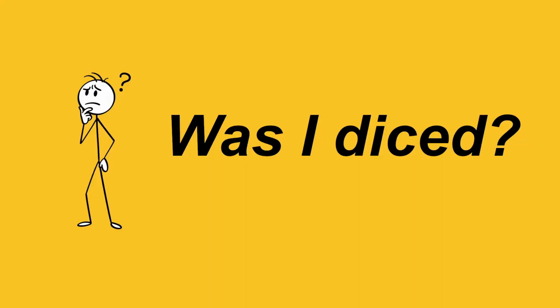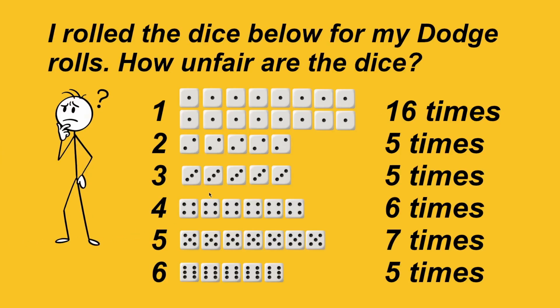Do you ever get the feeling in a game of Blood Bowl you're rolling too many ones? So in this example of dodge rolls, how unfair actually are the dice? So here we've got 16 ones, 5 twos, 5 threes, 6 fours, 7 fives, and 5 sixes. Is this very unlucky or is this completely broken dice?